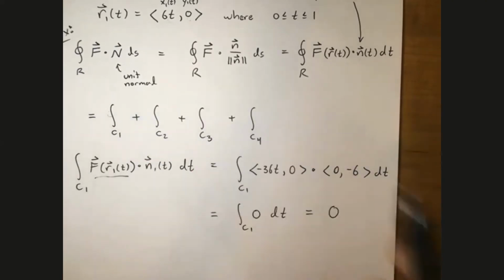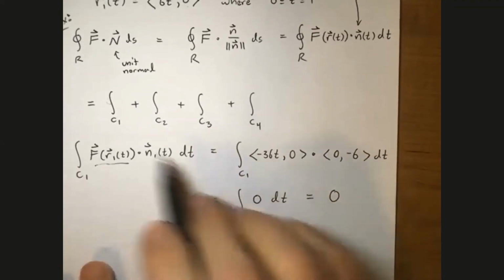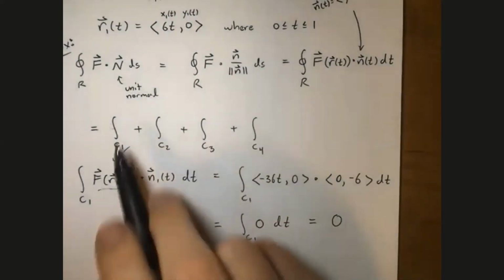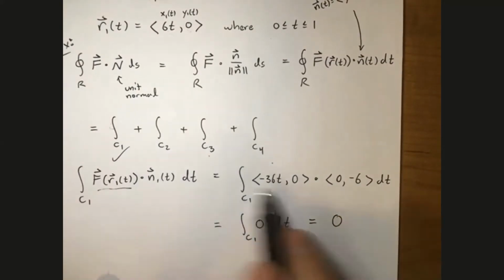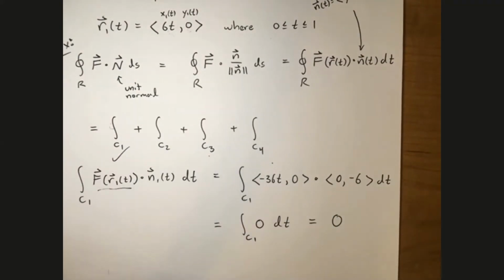For the other pieces, you may not get 0. All right, so it's something you're going to have to check piece by piece to see what you get. But what we'll do to finish, so we just finished this piece right here, C1. But now you have to do C2, C3, and C4 and add them all together. And what you get will be the answer. All right. So I'll leave it at that and let you finish up the rest.